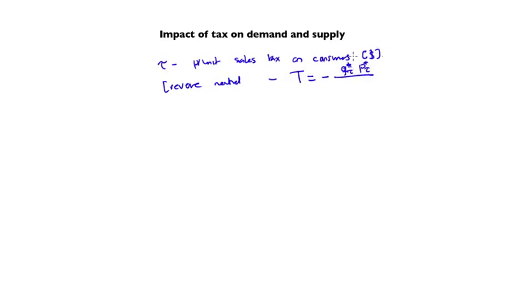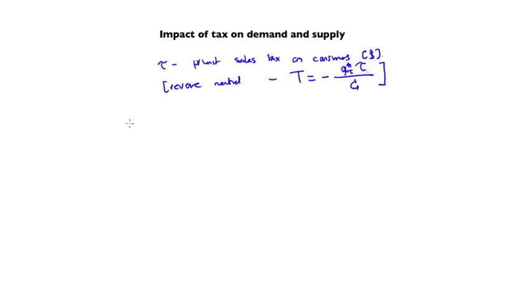So I apologize, there's a typo here. This should be this. This is equilibrium quantity. This is the amount of the tax, which is the total revenue raised divided by the number of consumers. That is the lump sum transfer that everybody receives back to make the tax revenue neutral.